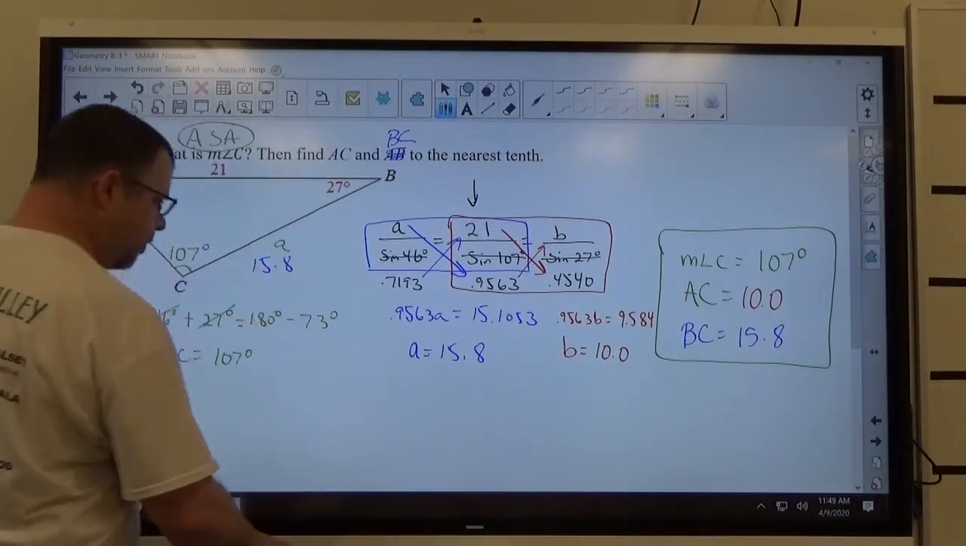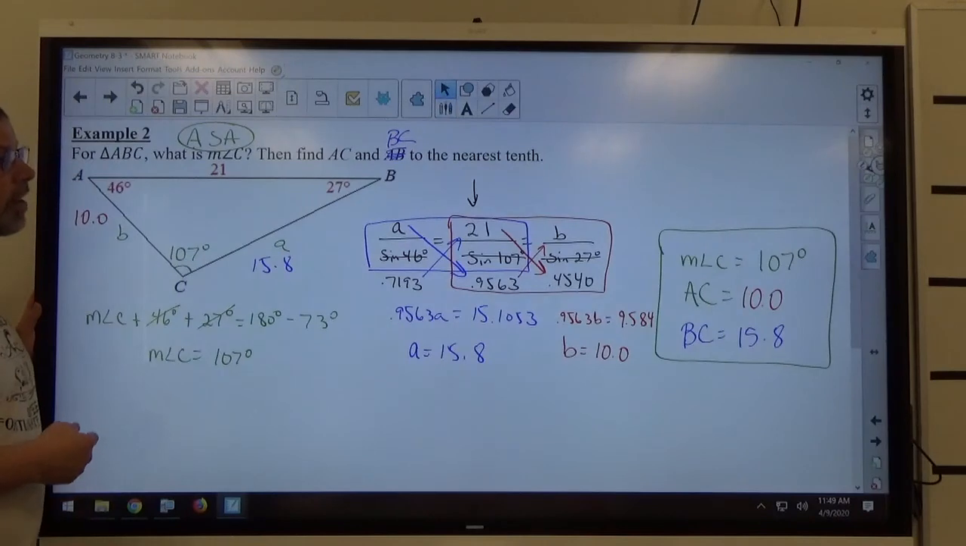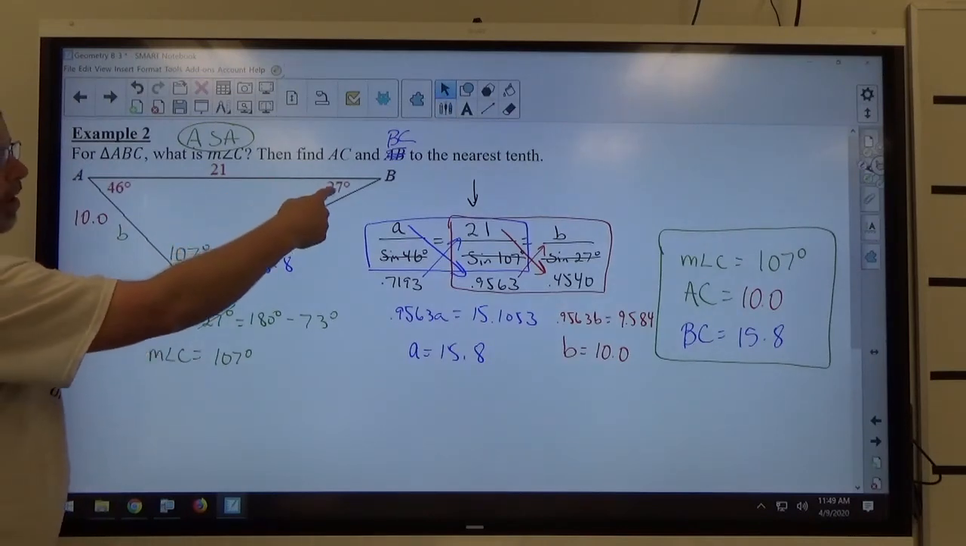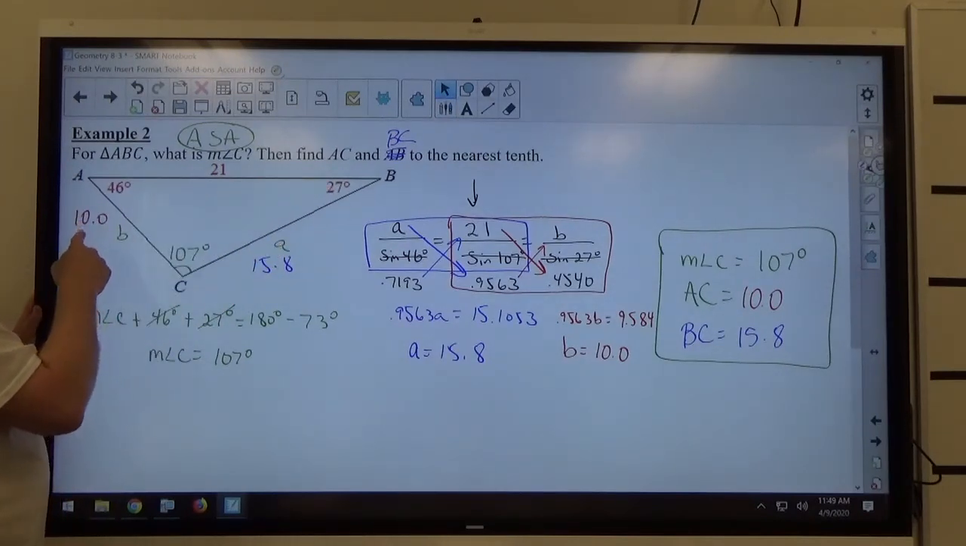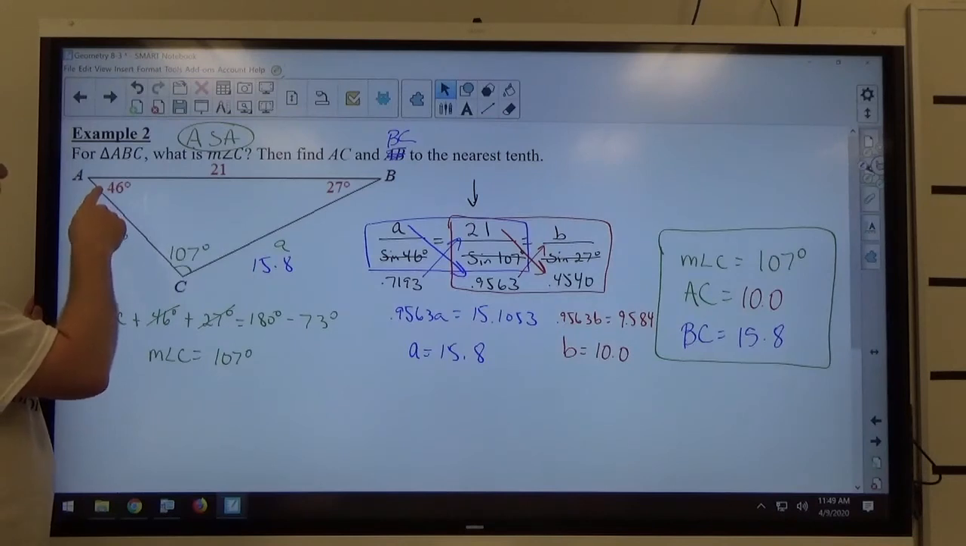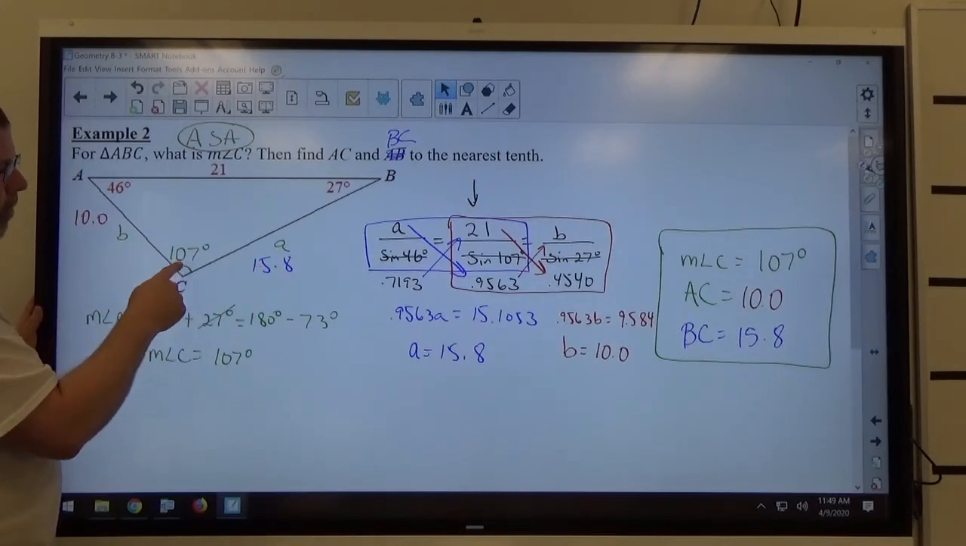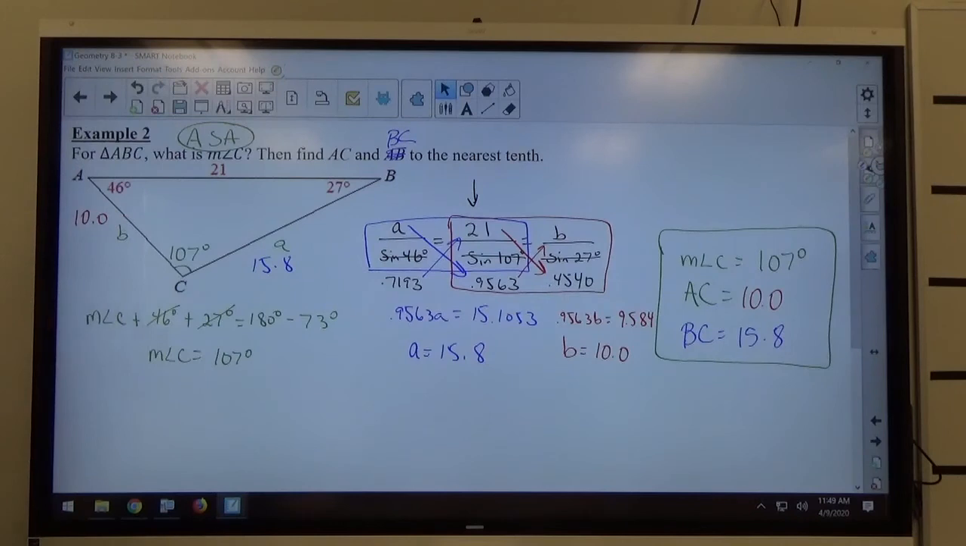And look at the relationship between the size of the sides and the angle measures. Smallest angle 27, 10 is the smallest side. 46 is the second biggest, 15.8 second biggest side, 107 biggest, 21 is the biggest side. So again, just kind of a little quick check there. If those side measures and angle measures are in correct correlation, you probably did everything correct.